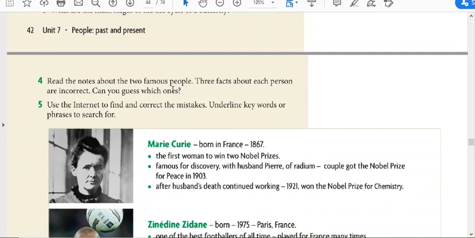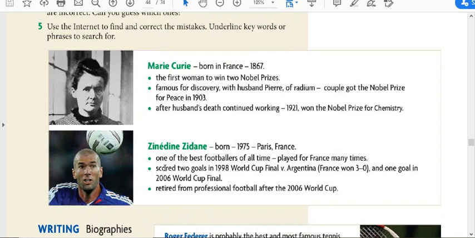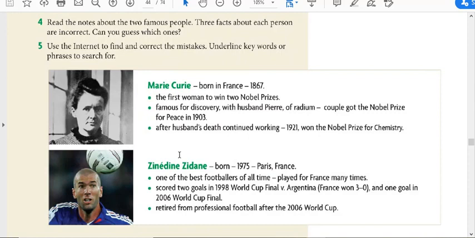Moving now to number 4. Read the notes about two famous people. Three facts about each person are incorrect. Can you guess which ones? Okay, we have Marie Curie's information here, and then we have Zinedine Zidane's information here. You need to read the facts and then try to guess what is incorrect here.